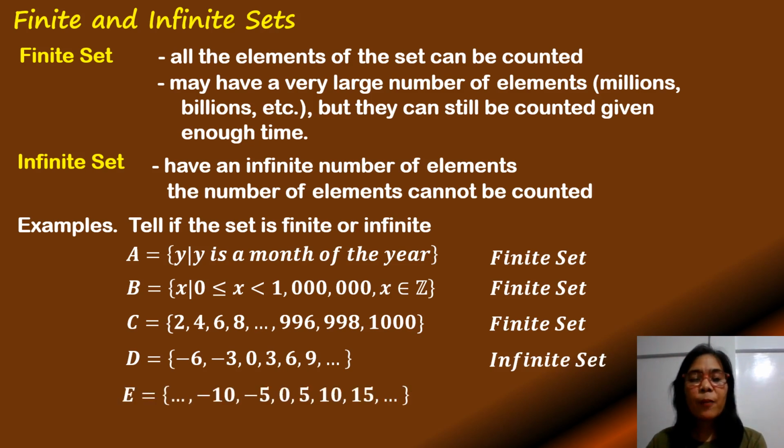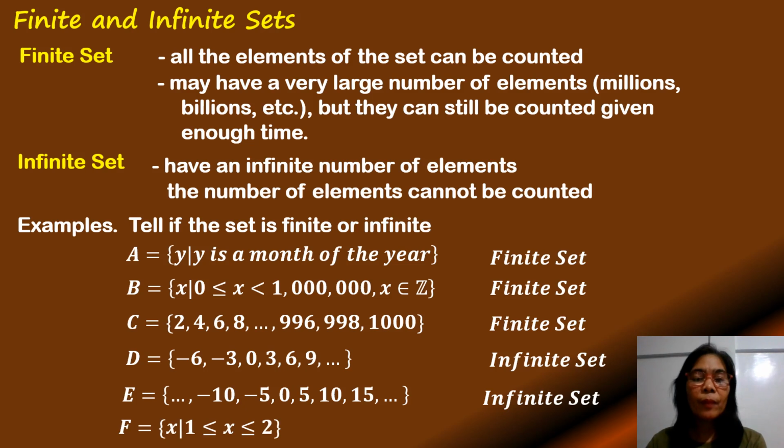E is the set of, you have in here the 3 dots telling us that there are other numbers before -10 which follows the same characteristics as -10, -5, 0, 5, 10, 15, and then we again have in here the 3 dots showing us that there are still other numbers following the same properties after 15. We're actually talking in here about all real numbers which are divisible by 5. And so since there are infinite real numbers which are divisible by 5, then we say this is an infinite set.